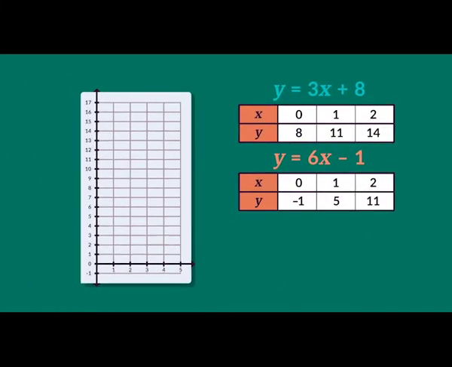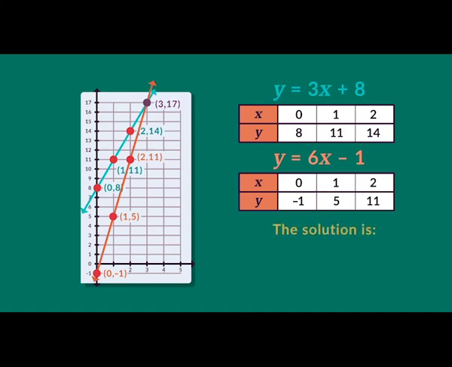Plot the points for y equals 3x plus 8 and draw a line through these points. Then the same for the equation y equals 6x minus 1. And the coordinates for the point where the lines overlap is (3, 17). So both equations are true when x equals 3 and y equals 17.